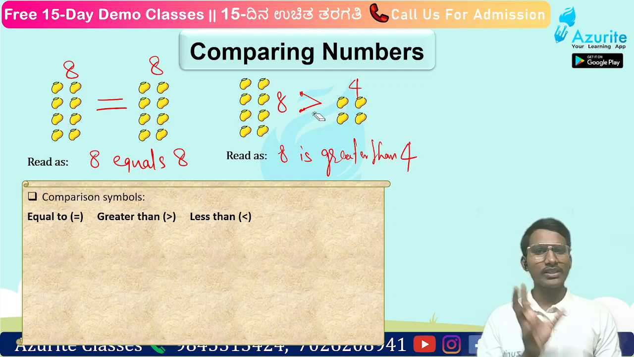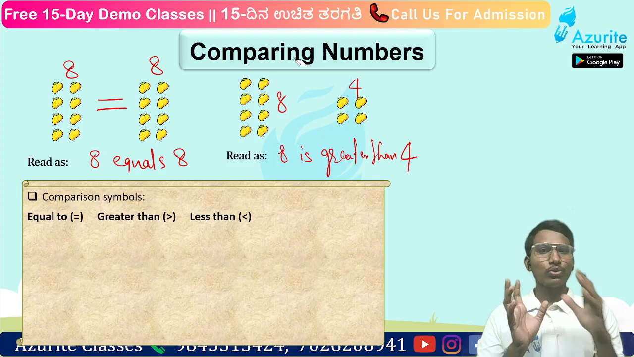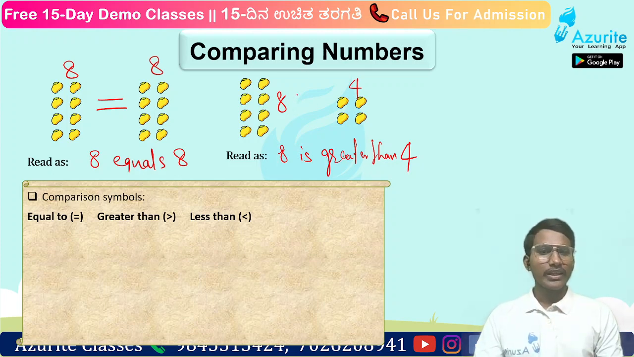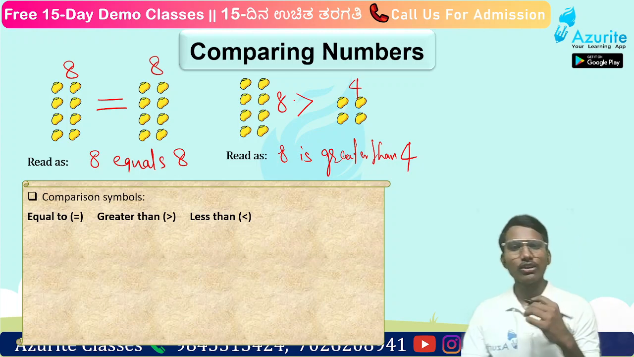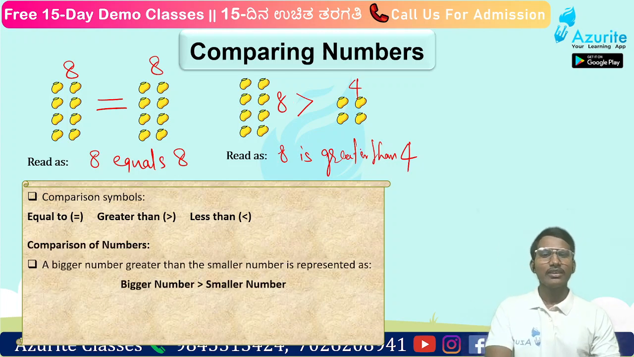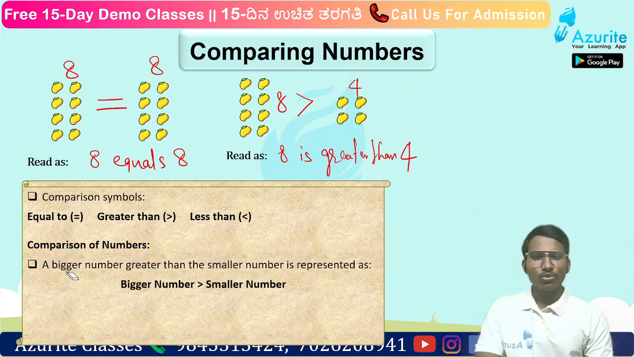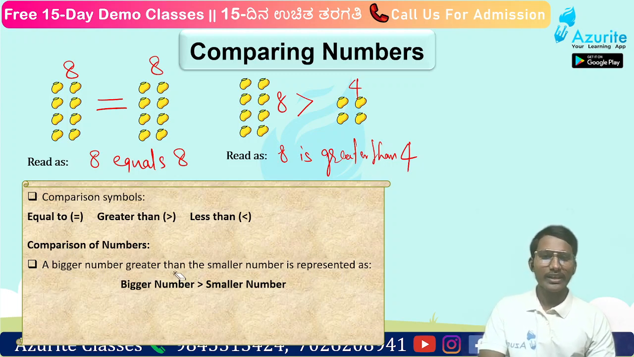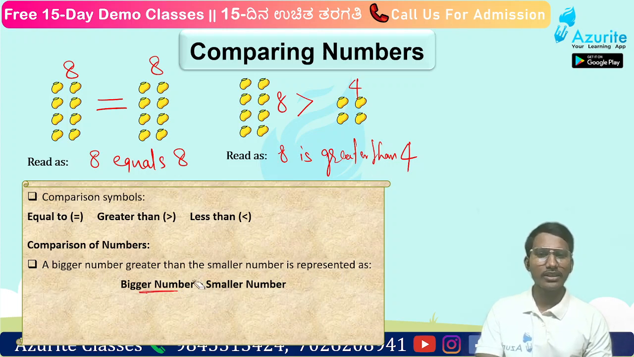So once again I will tell, which is bigger, we have to start from that. 8 is bigger, so start from 8 and then come back to 8. So it is the bigger symbol. Understood? So that is how you have to give the symbol. That is 8 is greater than 4, right? So this is how we write. Now let us compare the numbers. A bigger number greater than the smaller number is represented as, here the first will be the bigger number, then the bigger symbol, then the smaller number. So this is how we compare them.